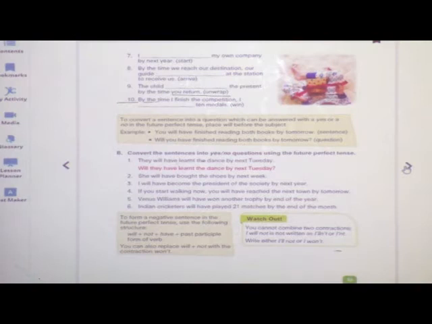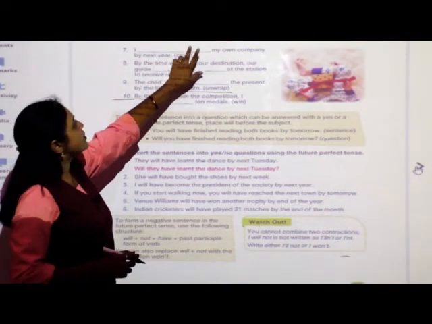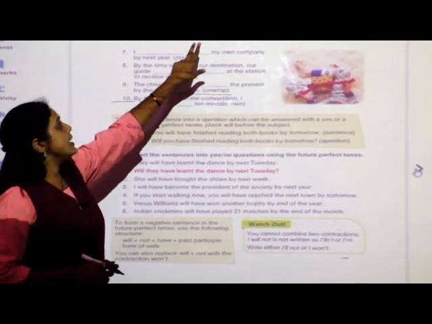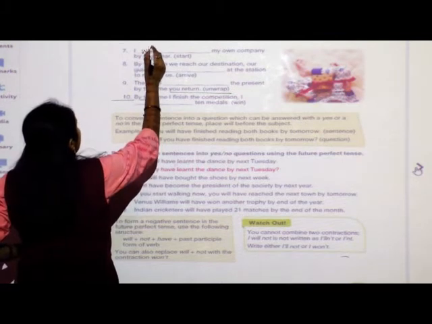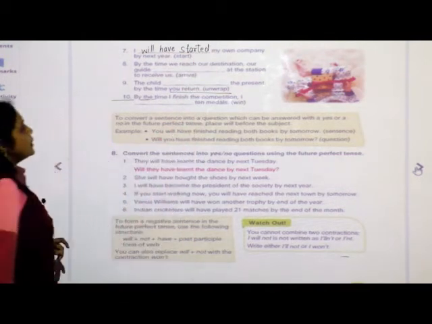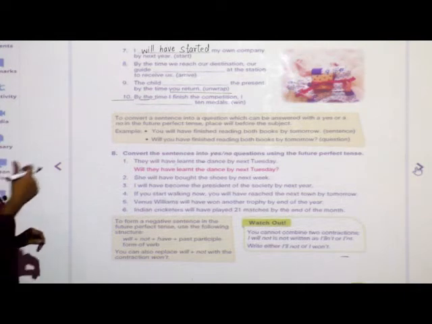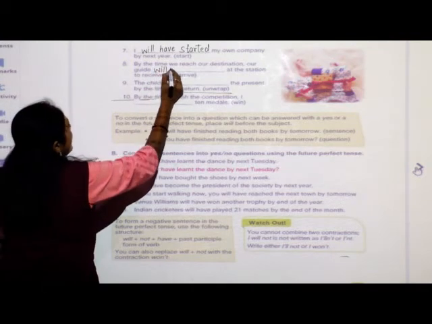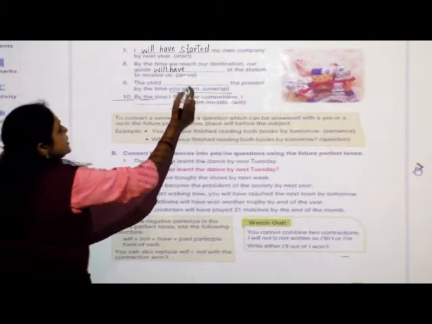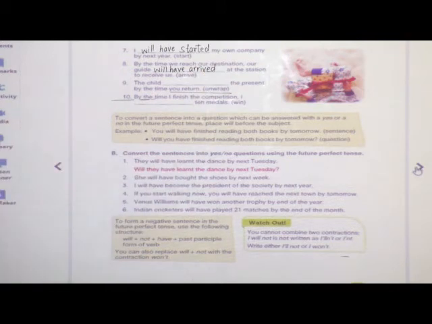I dash my own company by next year. I will have started my own company by next year. So students, you just have to add will, have and the past participle of start, as started. I will have started my own company by next year. By the time we reach our destination, our guide will have arrived, A-R-R-I-V-E-D, at the station to receive us.